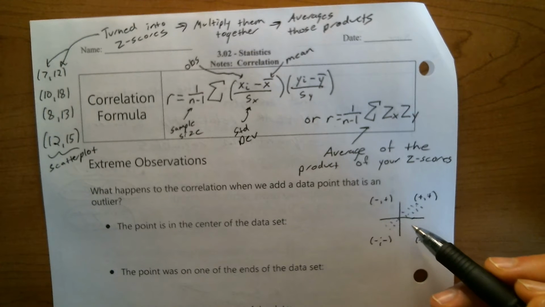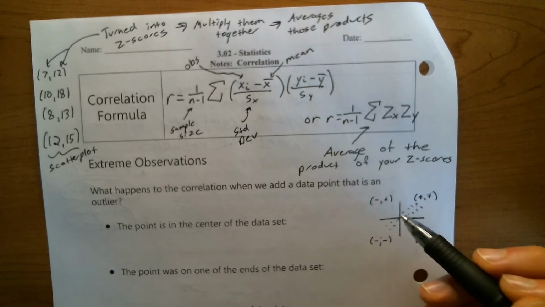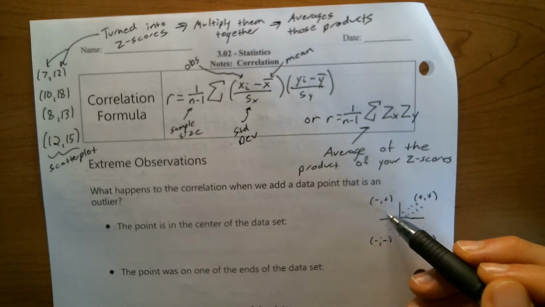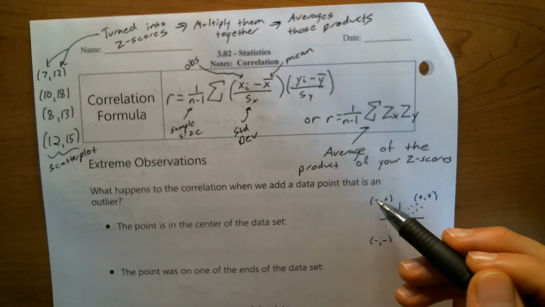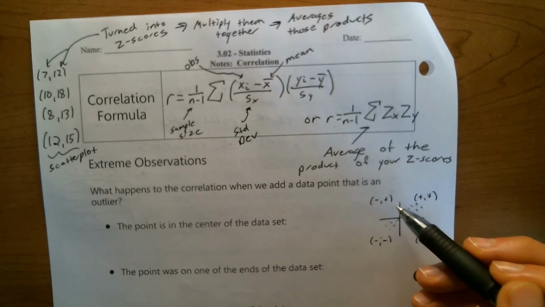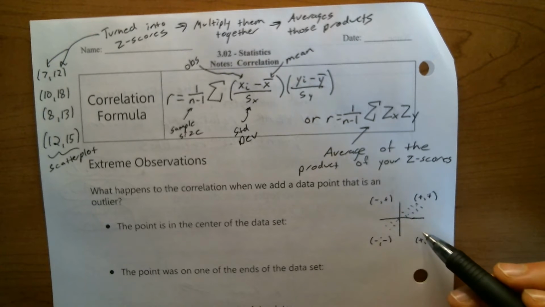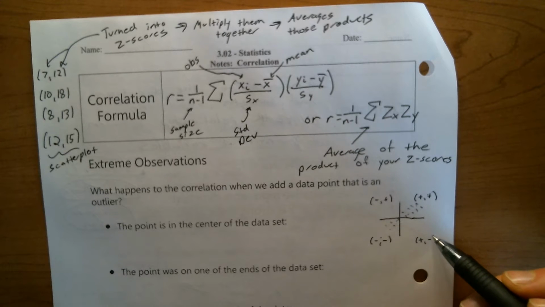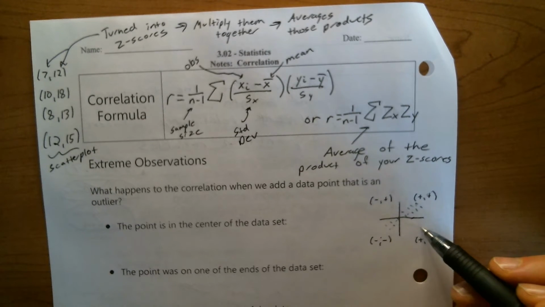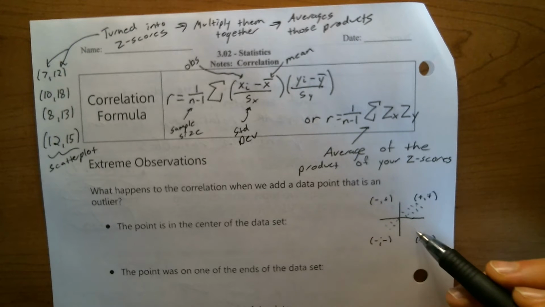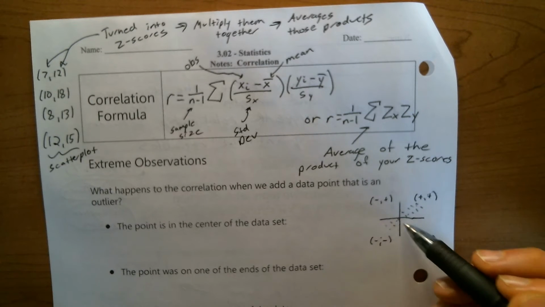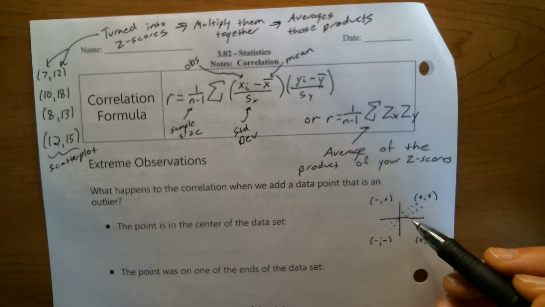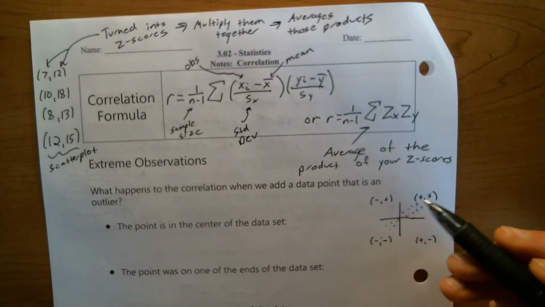In contrast, if you had points going down this way, you'd be multiplying a negative x z-score with a positive y z-score. Negative times a positive gives you a negative. When they're going down this way, you're averaging together a positive x z-score with a negative y z-score, so again you have a negative product. And when you're going in this direction, you're averaging together negative values. So that's where the negative correlation comes from.